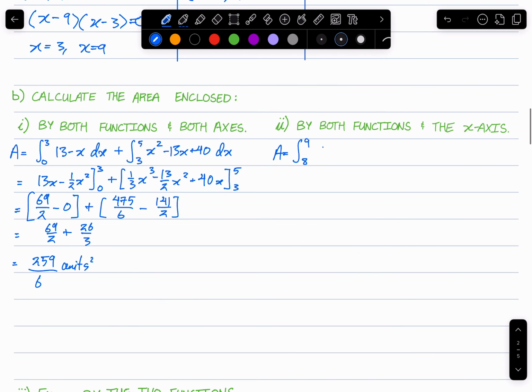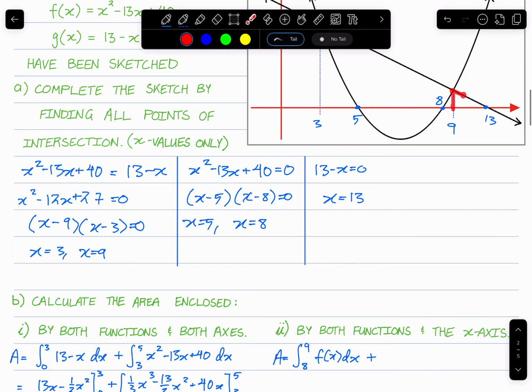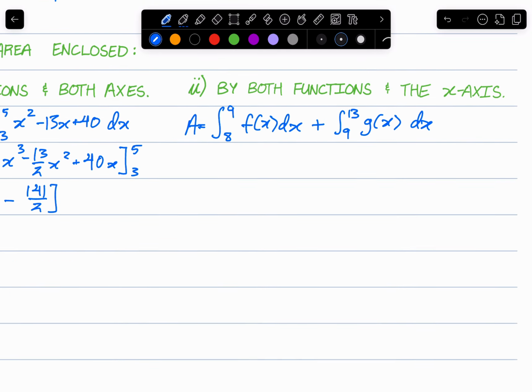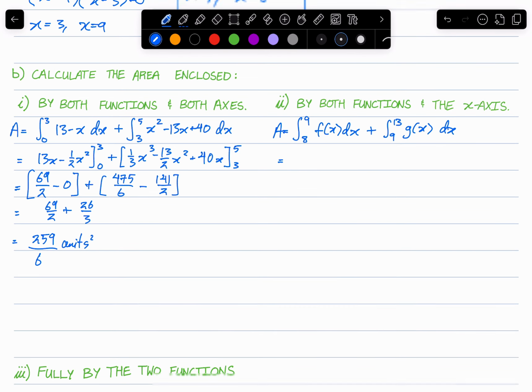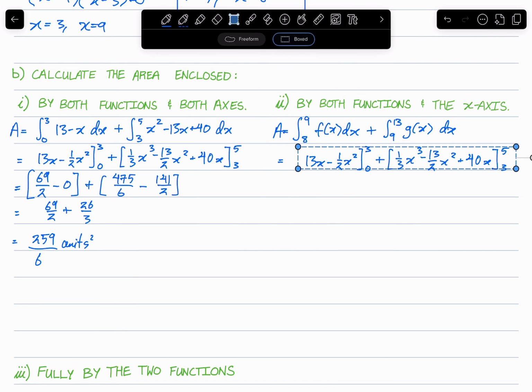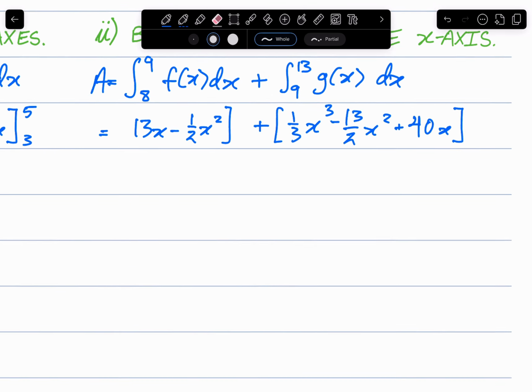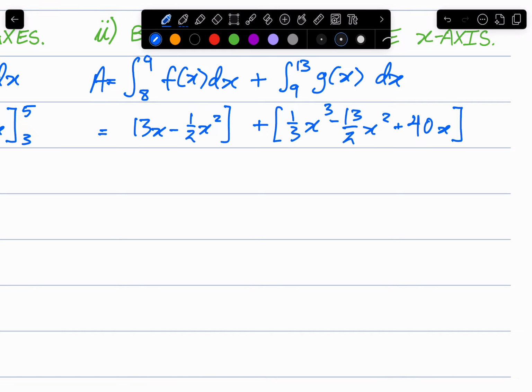Just writing f of x here, dx. And since this is a sum, we need to continue from 9 to 13. So from 9 to 13 of g of x dx. Well then from here, I'm just going to copy paste this step here. It's actually the exact same step, but we're using different domain values now. So from 8 till 9, and from 9 to 13.